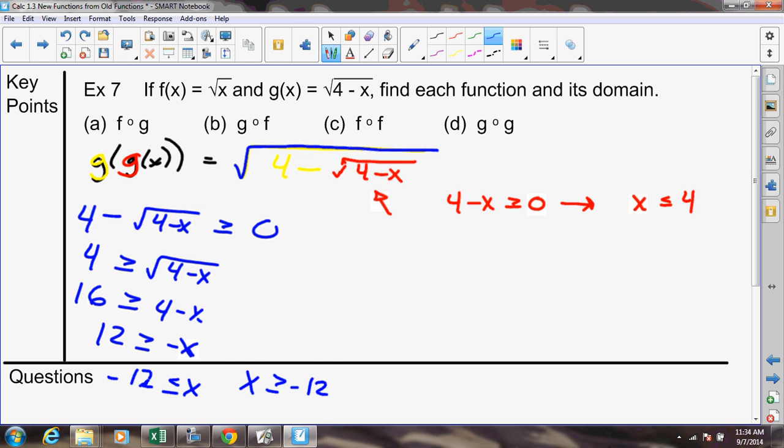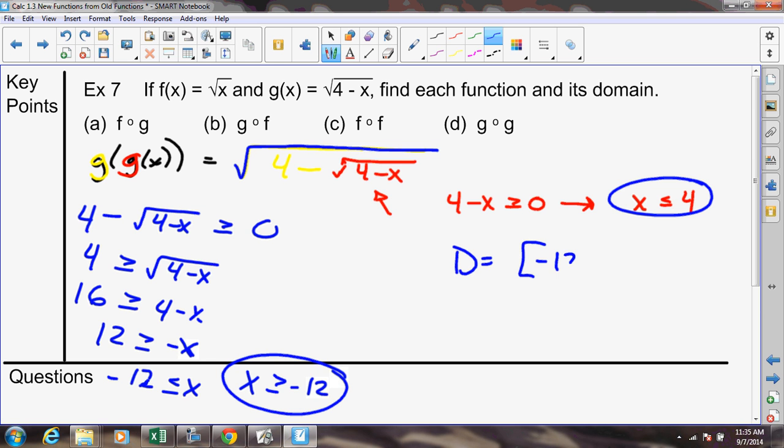So here we go. We have to have numbers that are greater than negative 12 for the large blue root to work. But they also have to be smaller than 4 for the red root to work. Putting those two together, the domain is everything from negative 12 up to positive 4. And we have our domain once again.